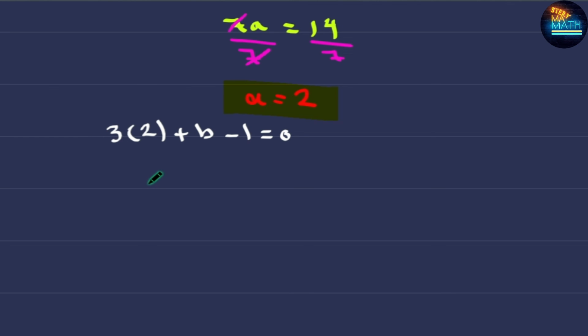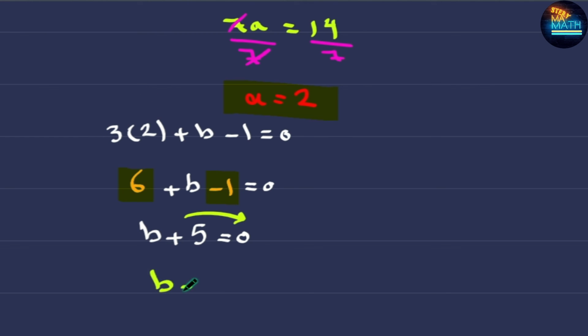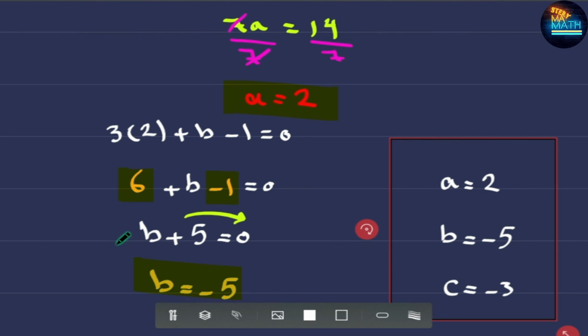By the way, you can go back to equation number 2. Either will be good. So here, 6 plus b minus 1 is equal to 0. And 6 minus 1 is 5, so b plus 5 is equal to 0. And moving 5 to the other side with the opposite sign, you get b is equal to negative 5. Now we have a is equal to 2, b is equal to negative 5, c is equal to negative 3.